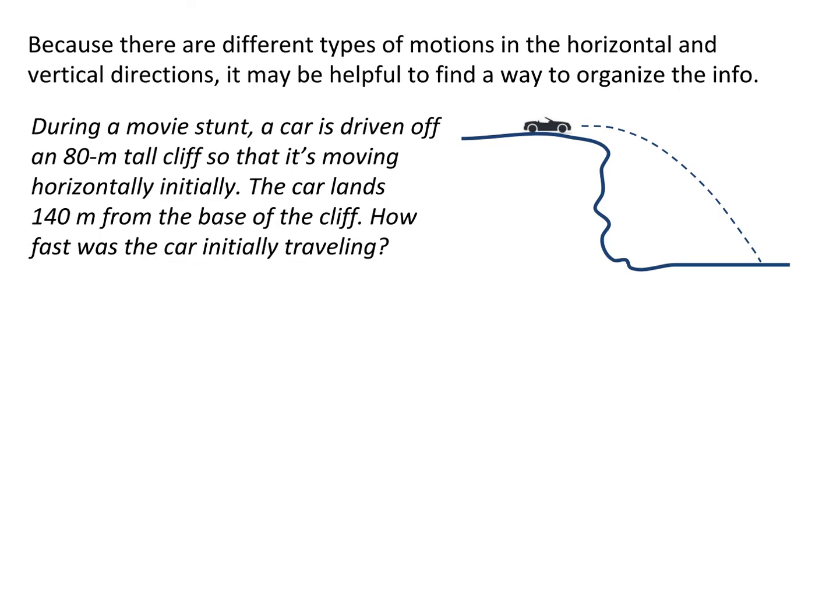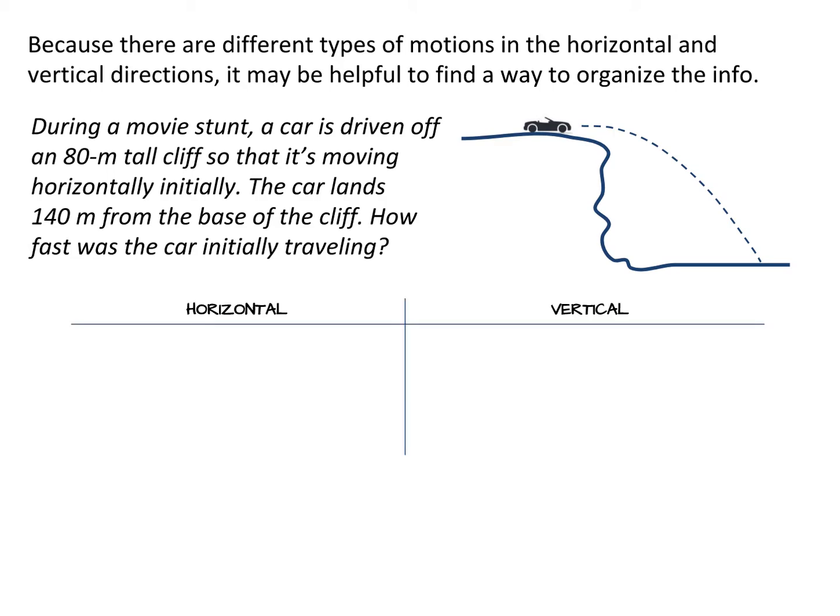So here's the question we're going to try to solve. It's kind of related to the video we watched at the beginning. We've got a stunt going on, an 80-meter tall cliff, and the car drives off it, initially moving horizontally. That's our focus in this video, just horizontal motion to start. And what we find is that the car lands 140 meters from the base of the cliff. So that's a horizontal distance that we know. We also know a vertical distance, how tall the cliff is. From all of this, we can figure out how fast the car was traveling when it left the cliff.